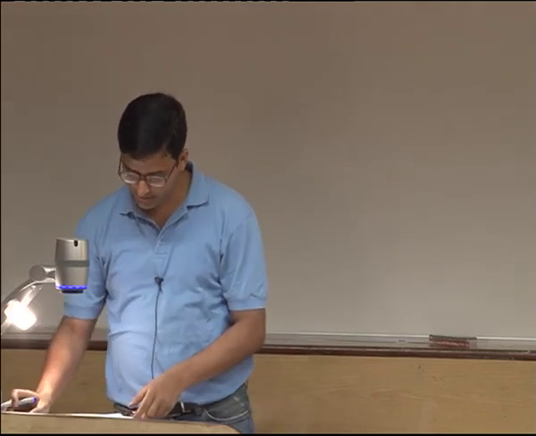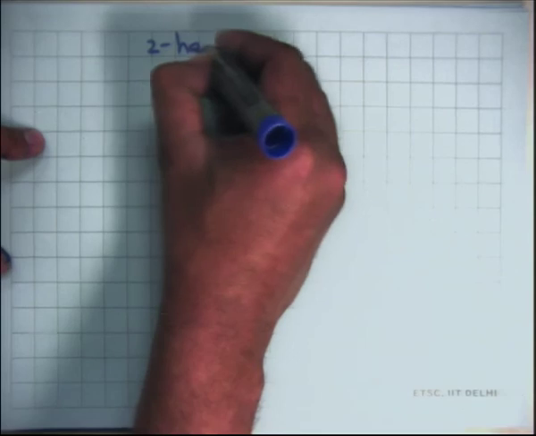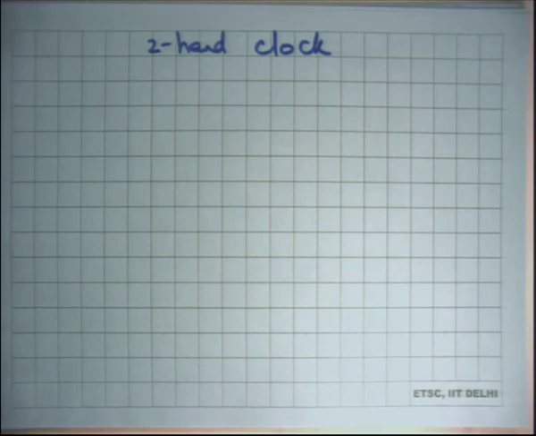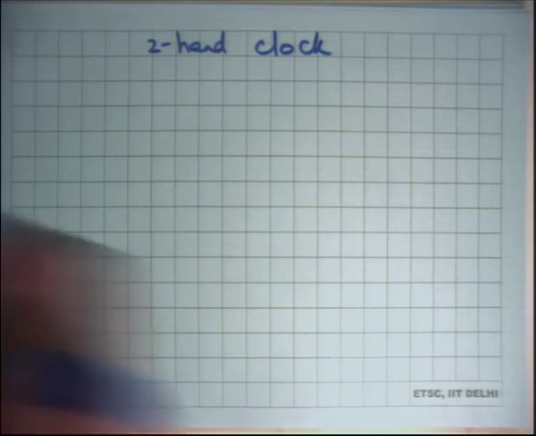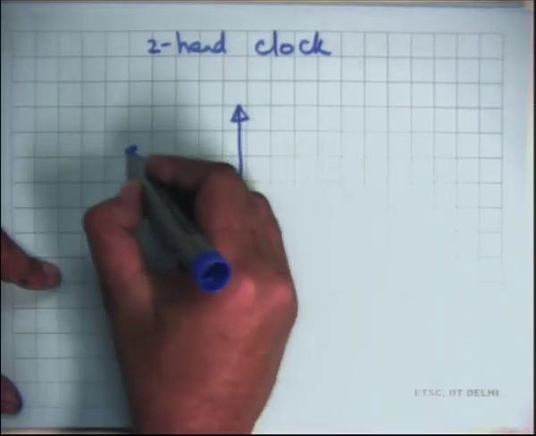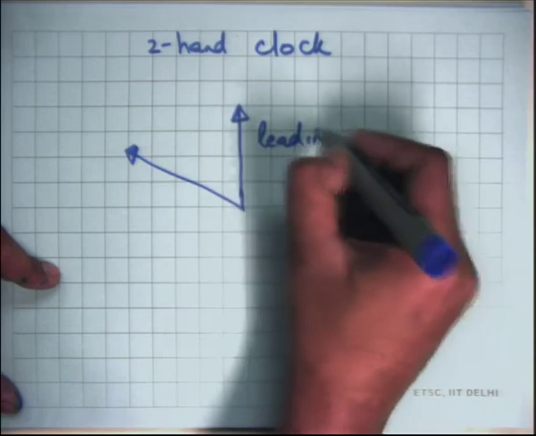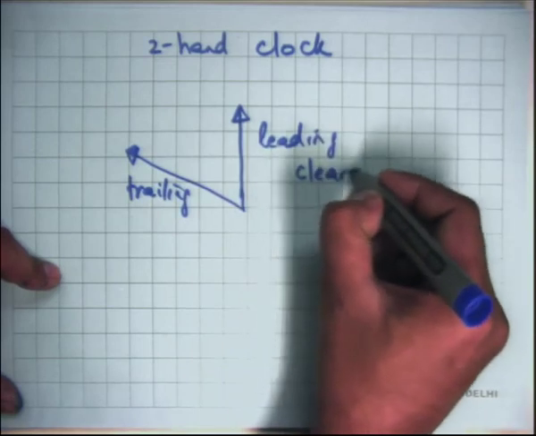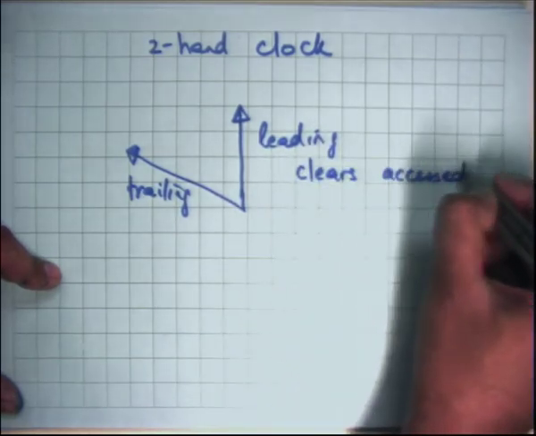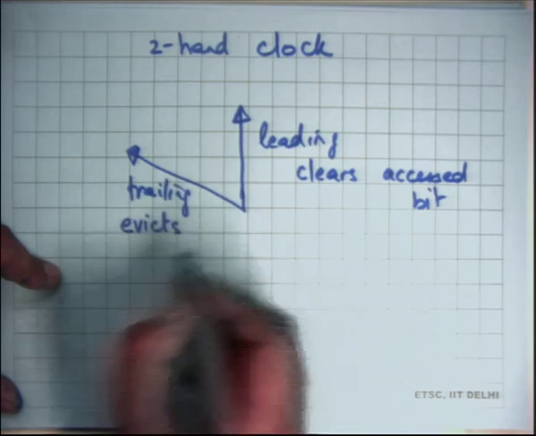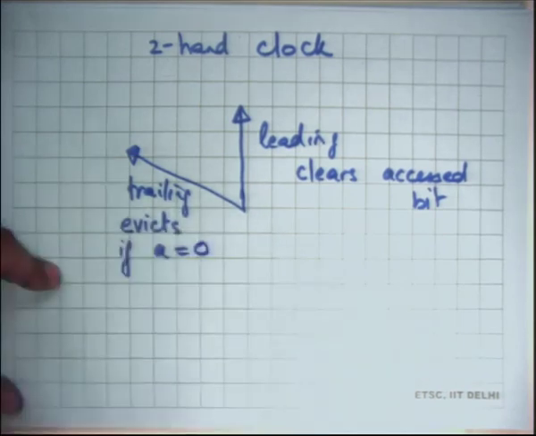Another modification to this is what's called a two-hand clock. If your memory size is really big, then you may not want to make a full revolution on your entire memory on every page fault, so instead of having one hand, you have two hands. One is called the leading edge, and the other is called the trailing edge. The leading edge clears the access bit, and the trailing edge evicts if the access bit is equal to 0, right?